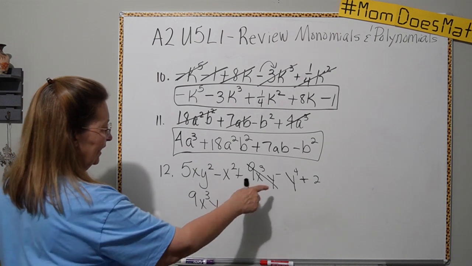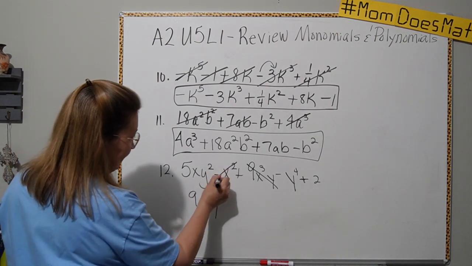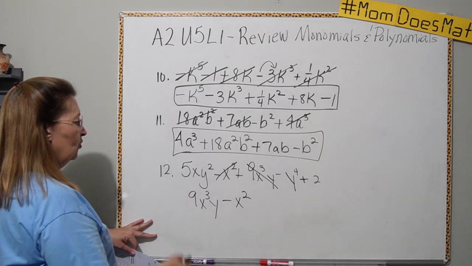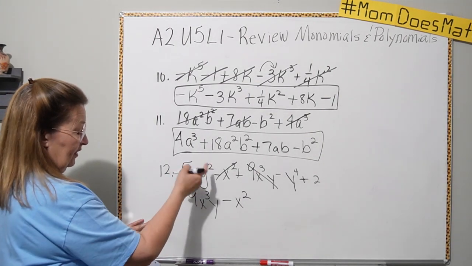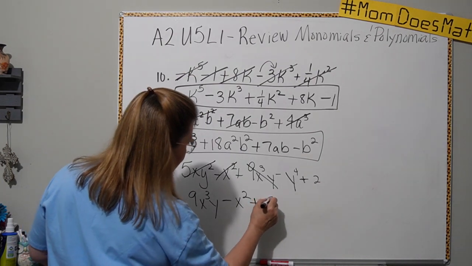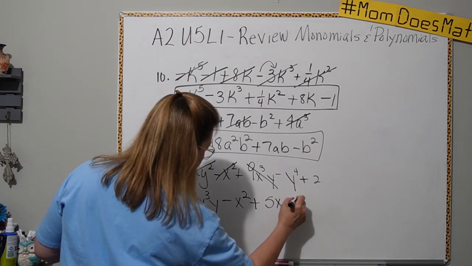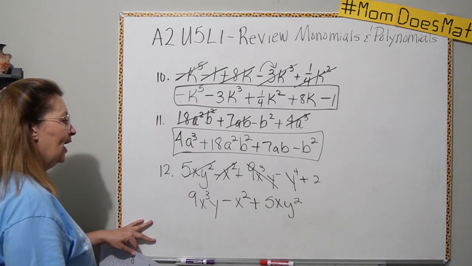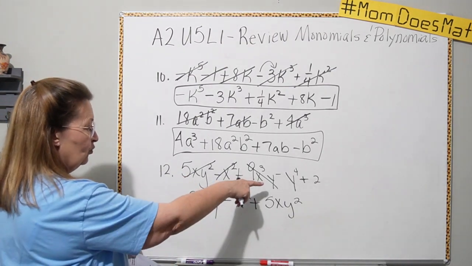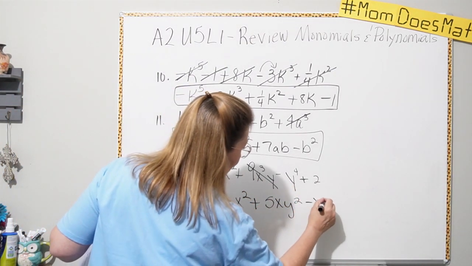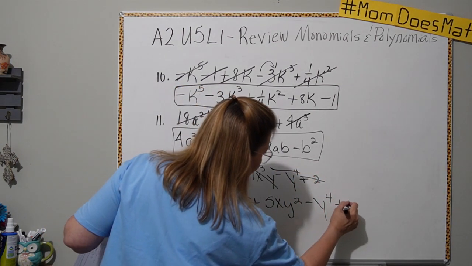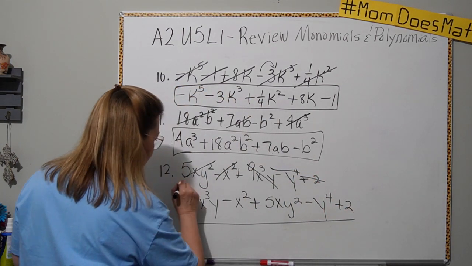All right, looking for my next X. Here's a minus x to the 2nd, minus x squared. Then what? Well, here's one that has an x to the 1st exponent, so it's going to be positive 5x y squared. All right, next, I'm out of x's, so I go to my next letter, which is y. All I have is that y to the 4th, cross it out, and now I have the plus 2 at the very end.